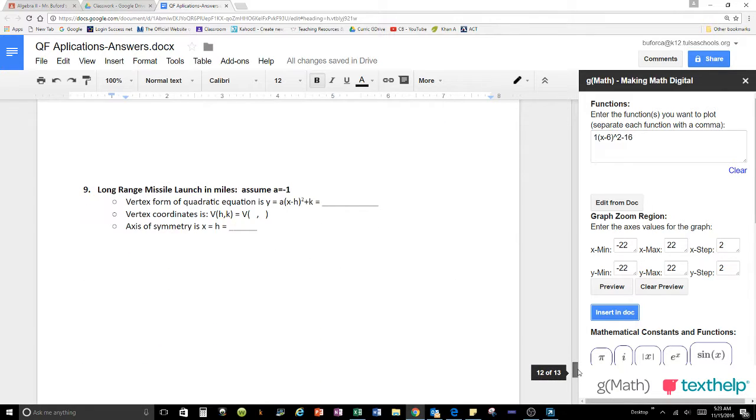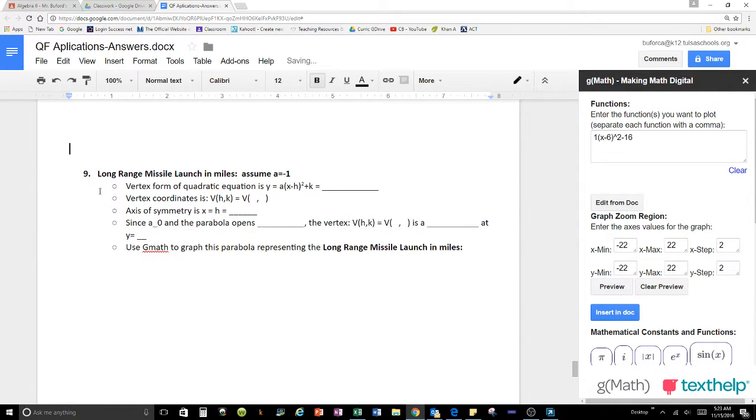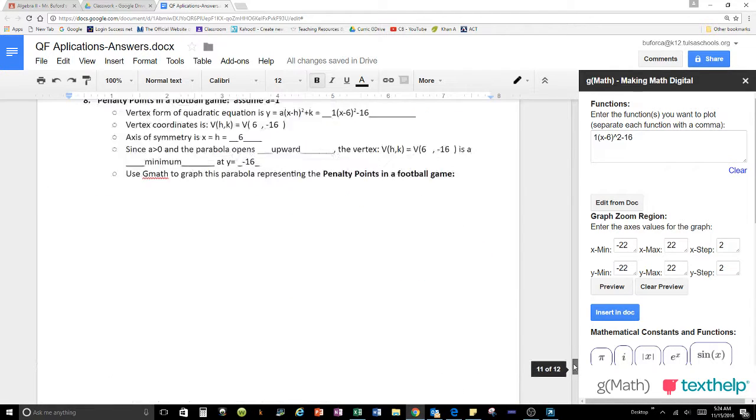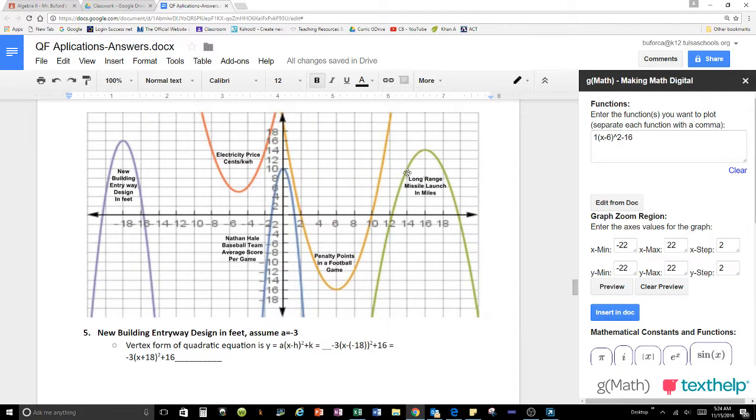And finally we have long-range missile launch, and we see that a is going to be minus 1, which means it's less than 0. That means our parabola is going to fold downward, and our vertex is going to be a maximum because it's at the top. Our vertex is at the top of the parabola, which is what we see here. So let's get our h and k.